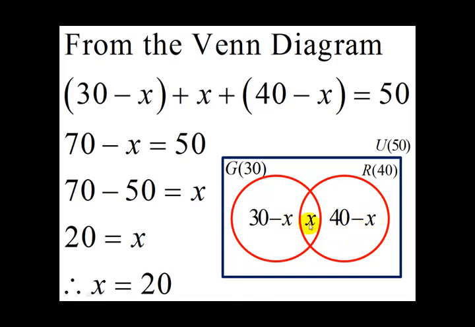But from the question, you were asked to find the number of traders who sell both gari and rice, and that is X, and X is equal to 20.